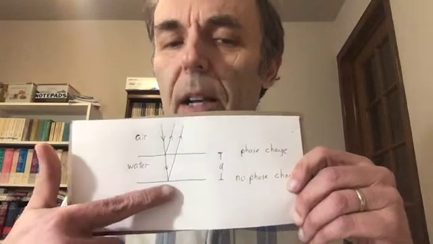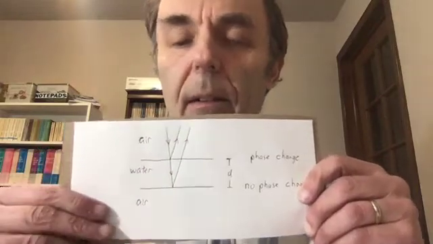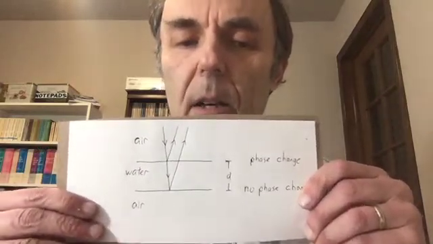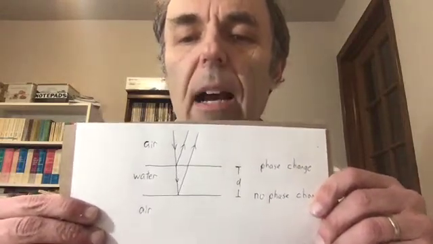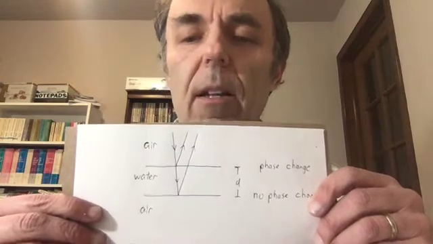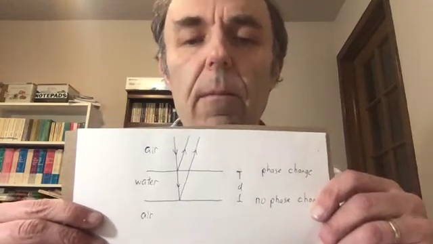That second reflection is water to air. That goes from high index to low index. It does not give you a phase change. So what you have now is a phase change on the top surface, no phase change on the bottom surface.